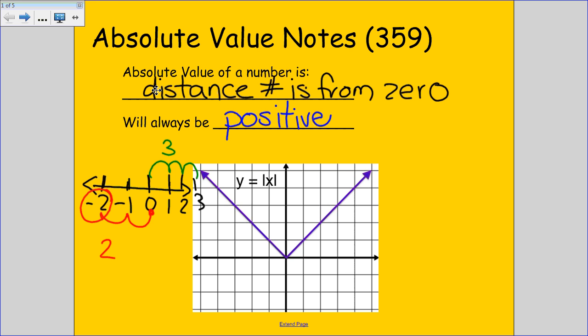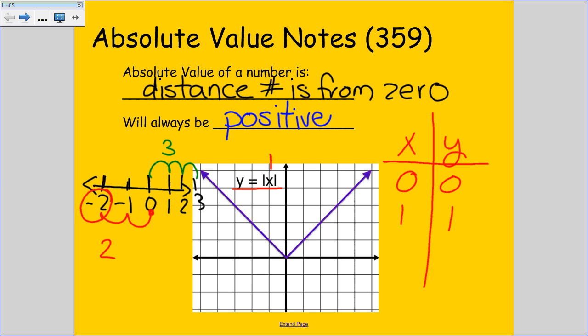So let's look here. We have a graph of the absolute value of x. You can think of this as a function. If it helps you to make a chart, an xy chart, that's okay. So this one says when x is 0, y is 0. Okay, when they plug in 1, for example, well, how far is 1 from 0?